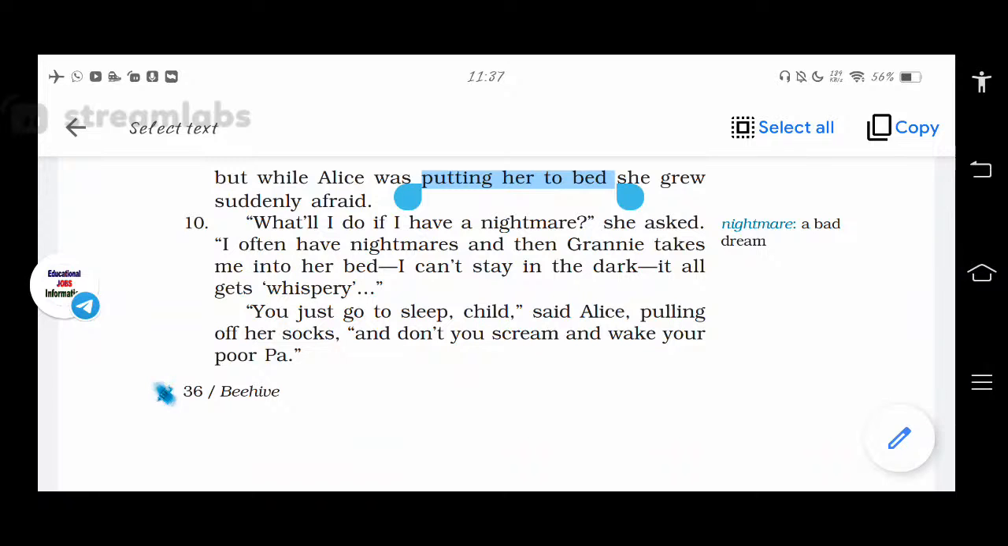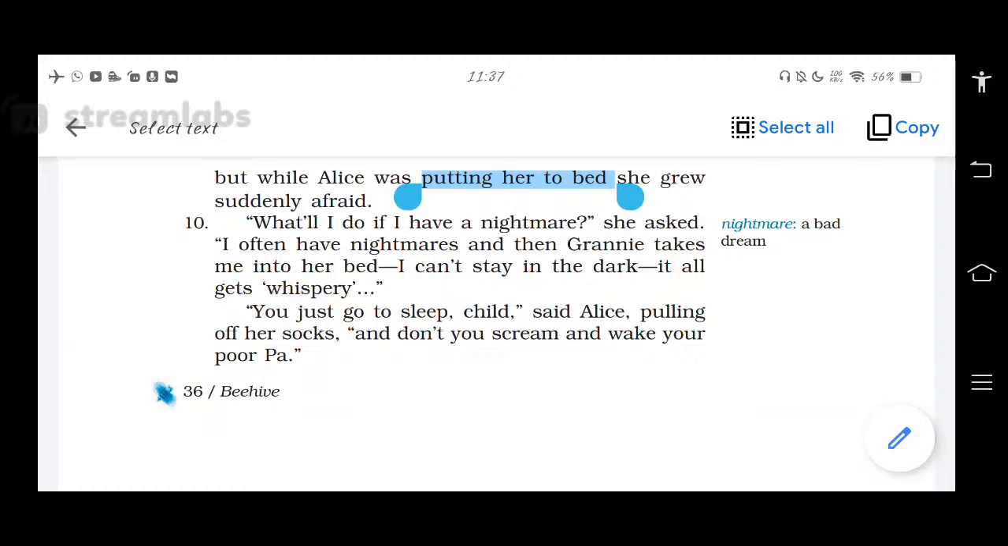So when Alice was putting her to bed, she grew suddenly afraid. Okay, right. She was made to sleep, but all of a sudden, she got fear. She became very afraid. So what had happened?